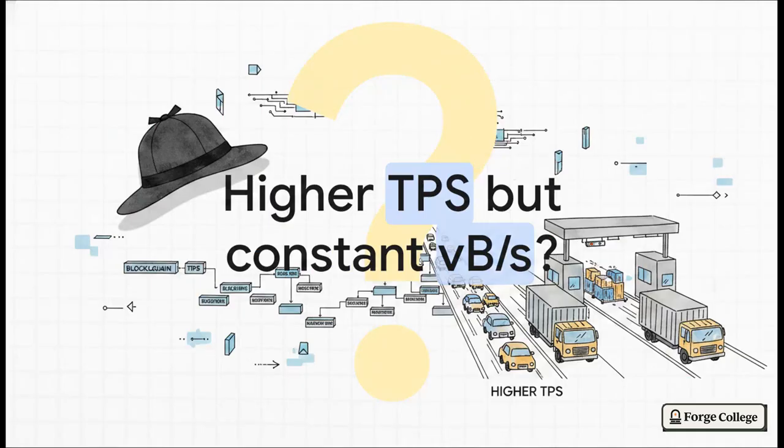Okay, put your blockchain detective hat on for a second. If you observe higher TPS but constant vbytes per second, what exactly is happening on the network? Well, using our mental models, if you see way more vehicles passing your toll booth, but the overall lane occupancy stays exactly the same, you can deduce one simple truth. Either the vehicles are getting smaller, or users are packing their shipping crates much more efficiently. The network is doing more actual work without taking up any extra physical space.